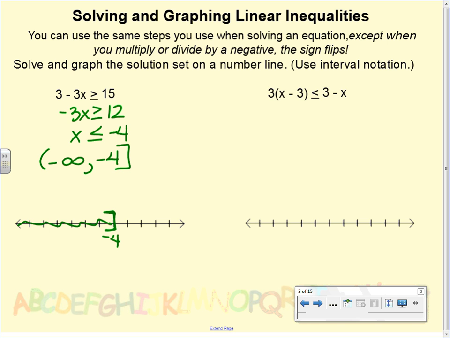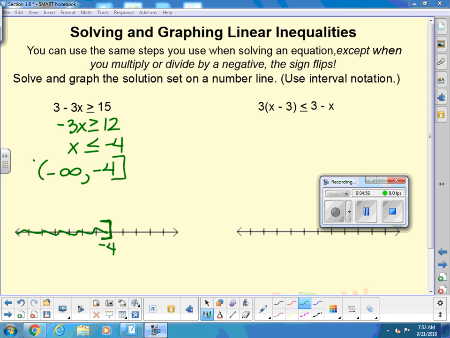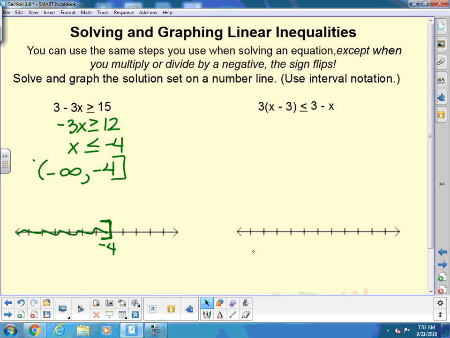That's it. Make sense? So these will always match one another. You could always do the number line first and then make the inequality parentheses bracket statement later if you like. All right, go ahead and try the second one on your own. I'll give you a minute. Solve it, graph it. Okay. These ones should hopefully be quick. So distribute first.